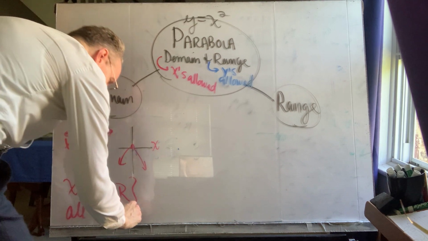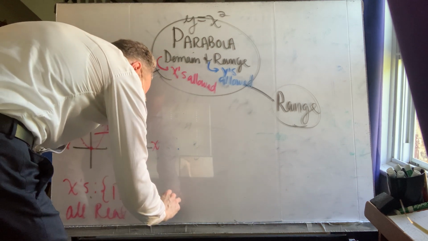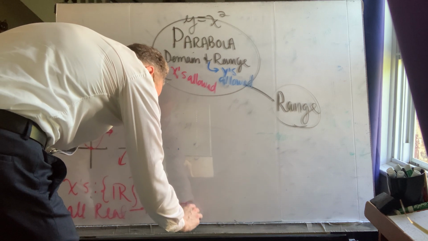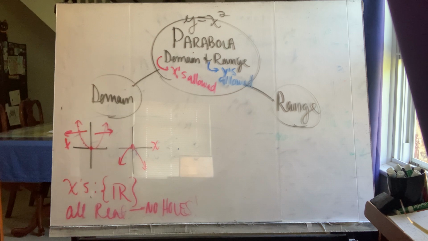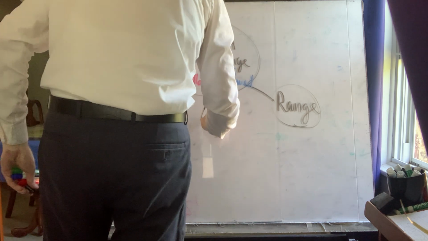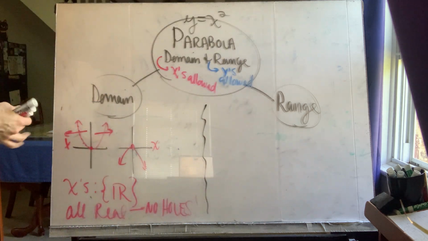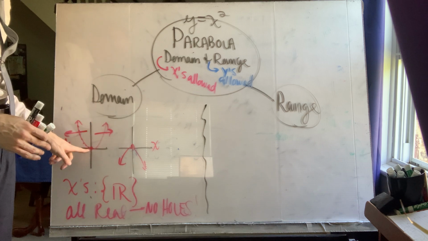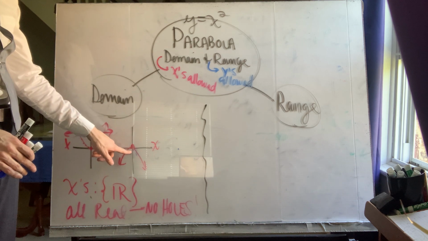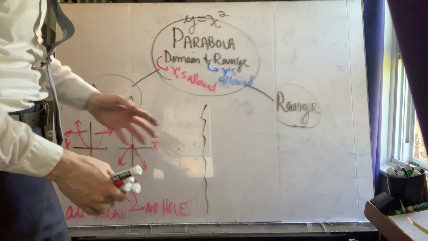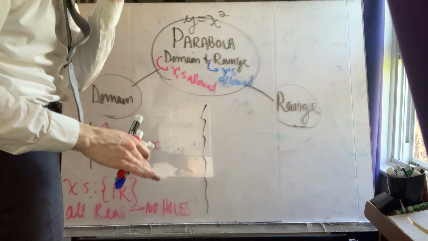There's no holes, unless there is a situation where some kind of a hole is described, but that's not in the general case. There's no holes. If you were dealing with the y values, on the other hand, because of the nature of the parabola being curved, and it comes to either a low point or a high point, there's going to be some limitation there.